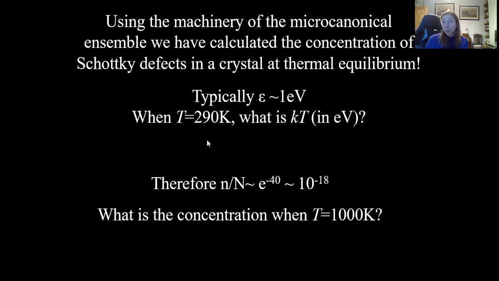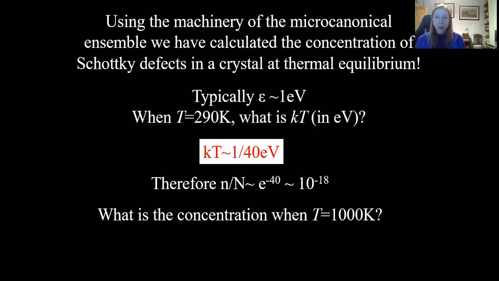So have a go and work out what kT is, Boltzmann's constant times the temperature, in electron volts. That's a very useful thing to be able to do. So do have a go. And I got that at 290 K, kT was about a 40th of an electron volt.